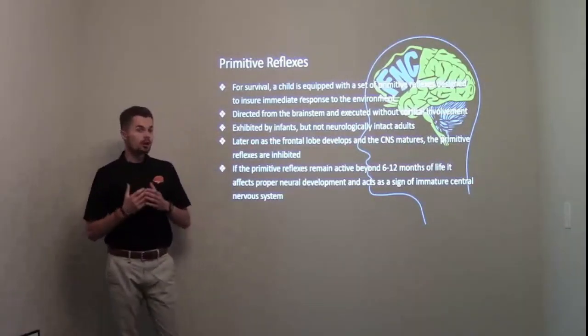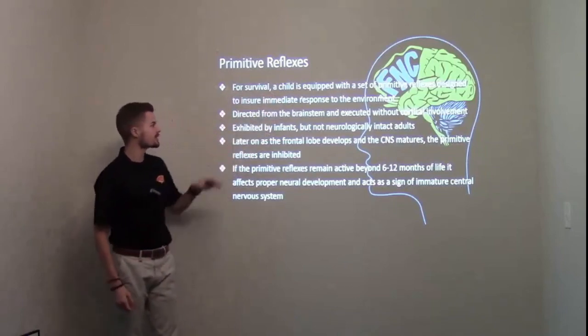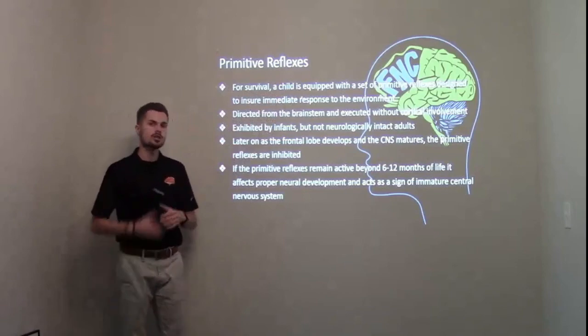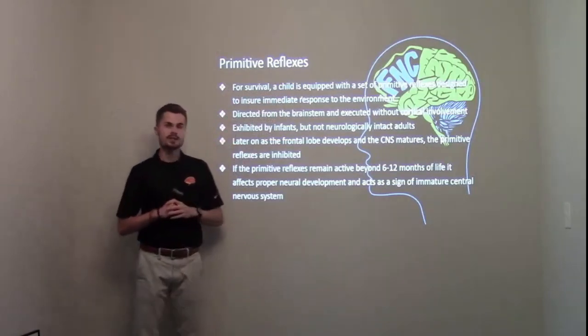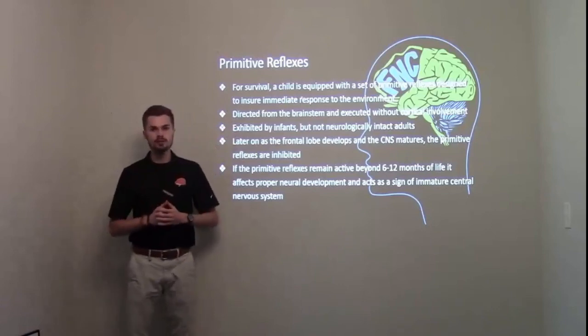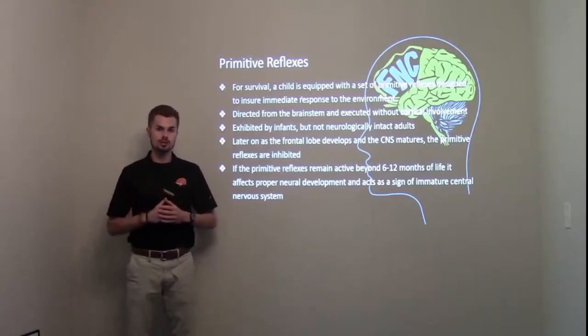So they are there for survival. A child is equipped with a set of primitive reflexes designed to ensure immediate response to the environment, and they are directed from the brainstem, like I said. But on top of that survival mechanism, these primitive reflexes actually aid and enhance creating new connections in the brain and help the central nervous system mature.